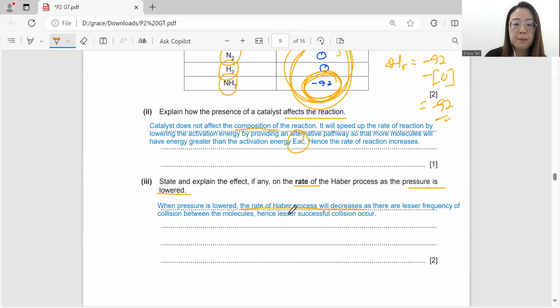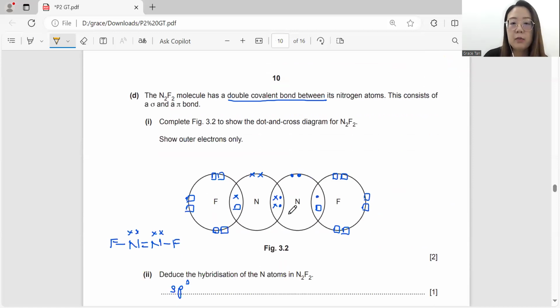Now, the N2F2 molecule has a double covalent bond between its nitrogen atoms. Already tell you it's double between two nitrogen atoms. This consists of sigma and pi. Complete the figure 3.2 to show the dot and cross. So please look at the cursor here. Can you see the nitrogen on the left is cross and the nitrogen on the right is dotted? Can you see that there's a double bond here between the two nitrogen? So if nitrogen is group 5 and nitrogen is group 5, then the rest you can fill in the blank. Please make sure your lone pairs, especially at the fluorine, the 3 lone pairs, must show. Don't forget your lone pair on the edges.